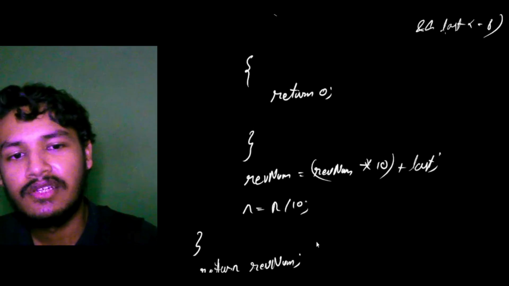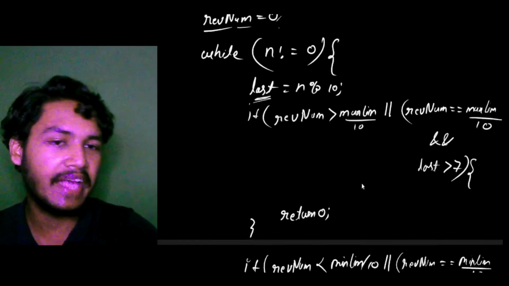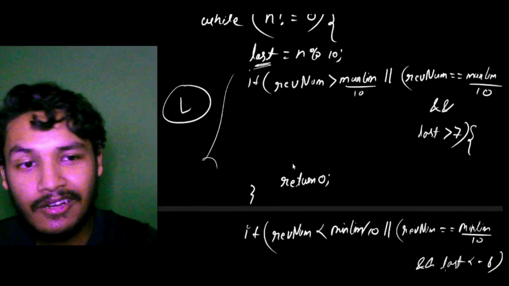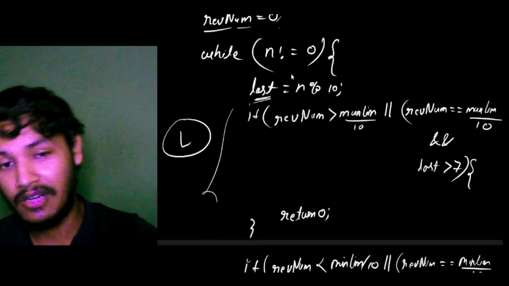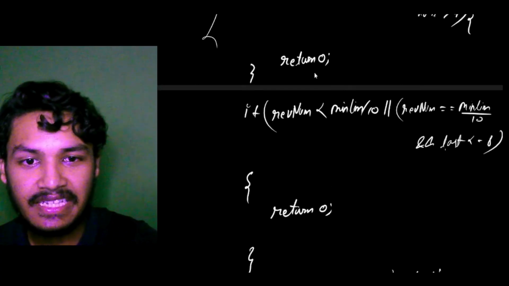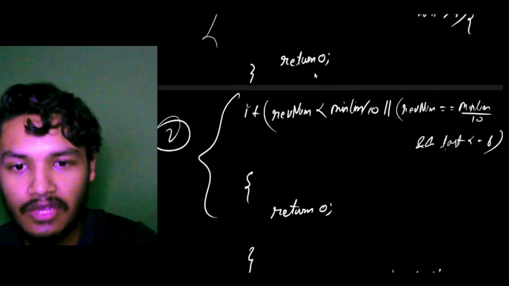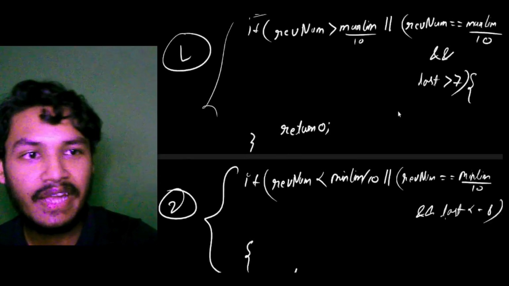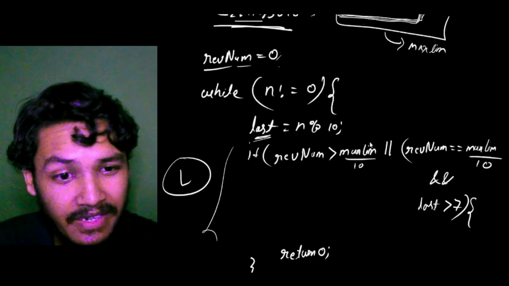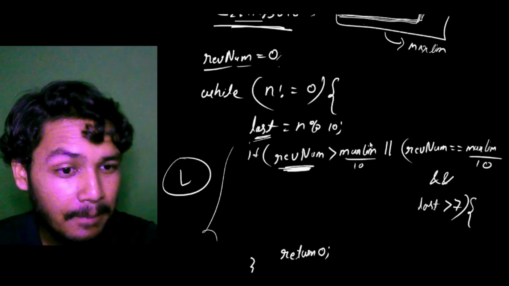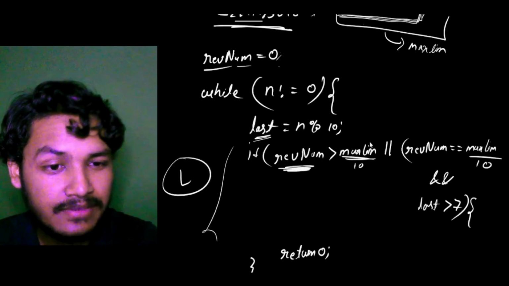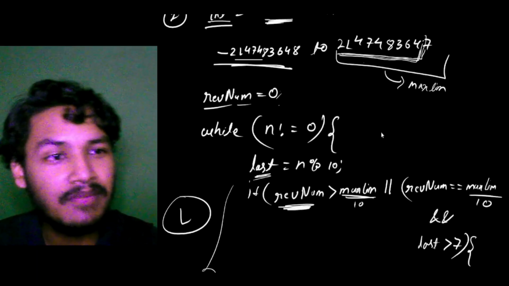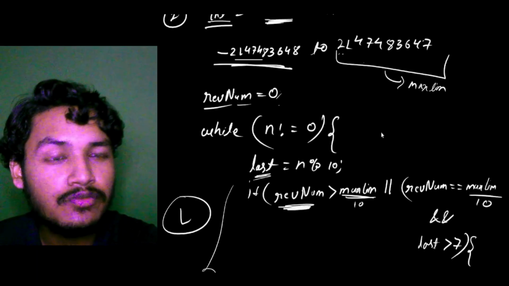All right, so let me explain this condition. This is the first condition, which is checking the upper limit. And this is the second condition, which is checking for the lower limit. What I am saying is, if our reverse number is already containing a value greater than the maximum limit divided by 10, so what is our maximum limit?